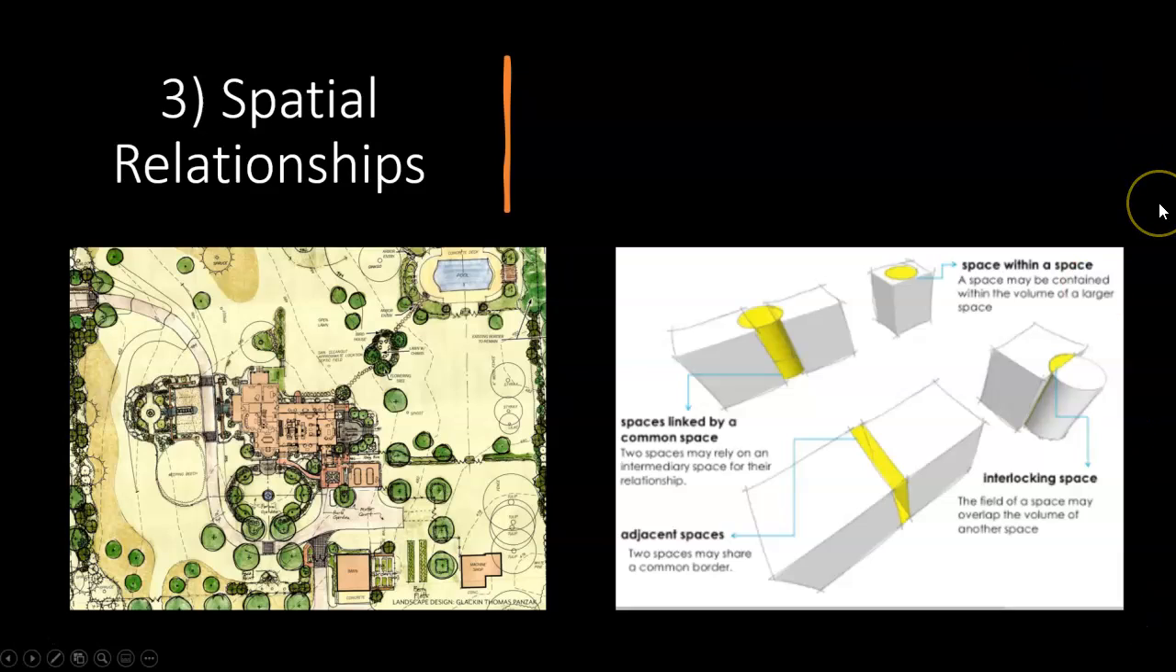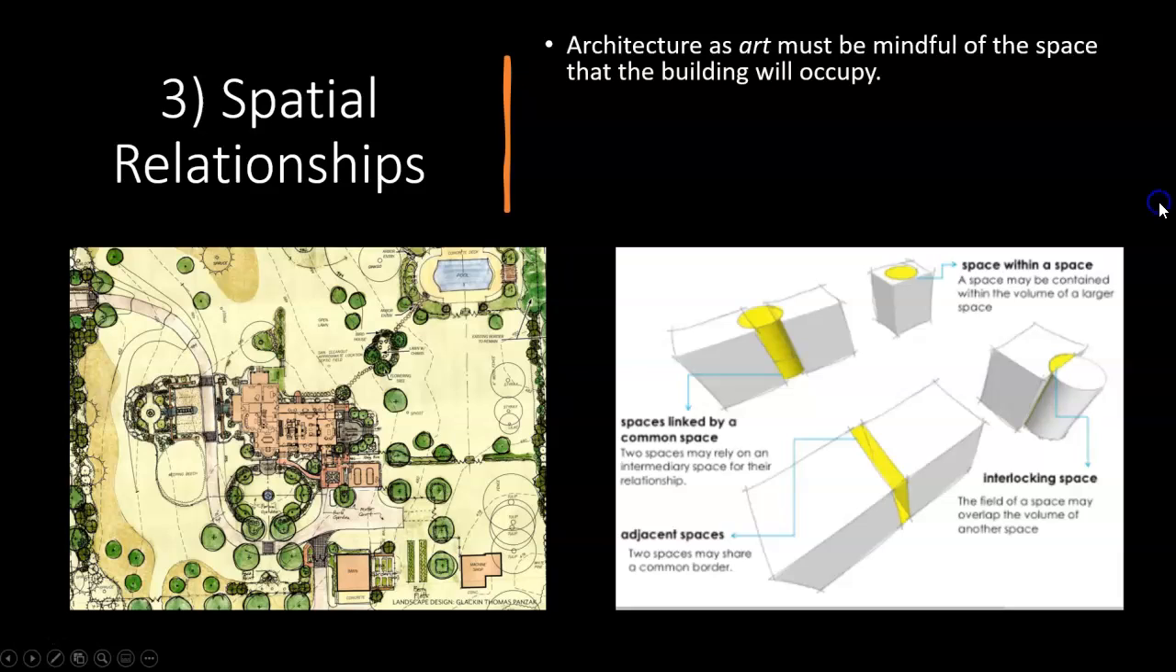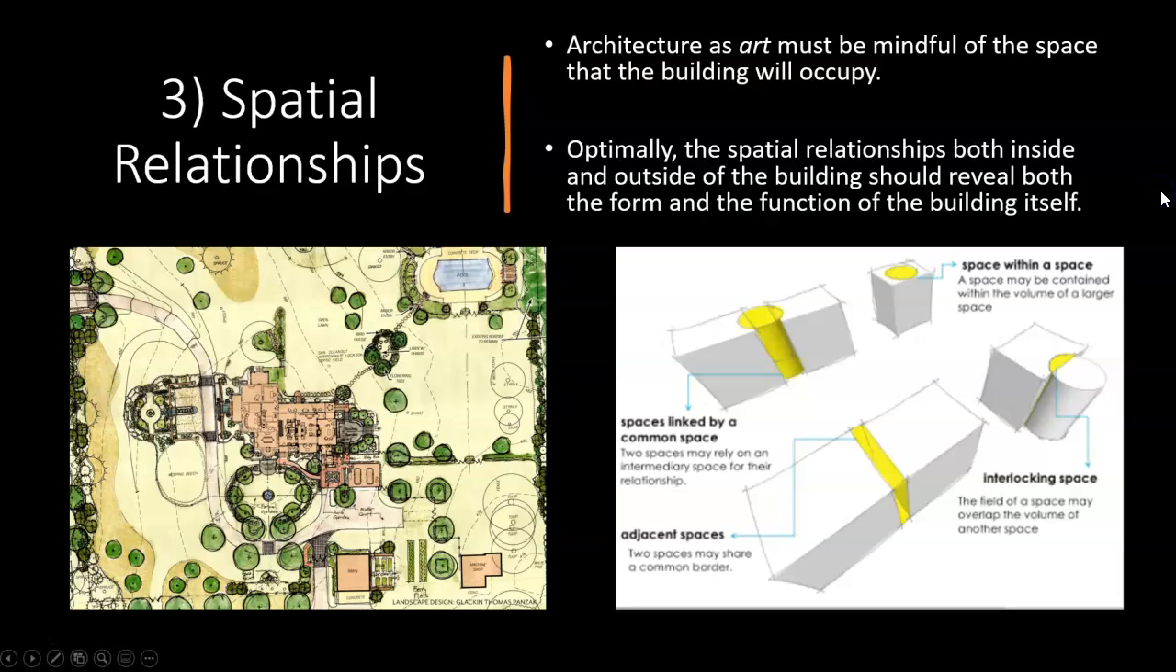Then the third necessity is the consideration of spatial relationships. So architecture as art has to be mindful of the space that the building will occupy. And optimally, the spatial relationships, both inside and outside of the building, should reveal both the form and the function of the building itself, as opposed to, say, a civil engineer that may simply be saying, look, we need a building in order to do X, Y, and Z. We want to cram as many people into there as possible, but as safely as possible. And let's get some cheap land to put it on.